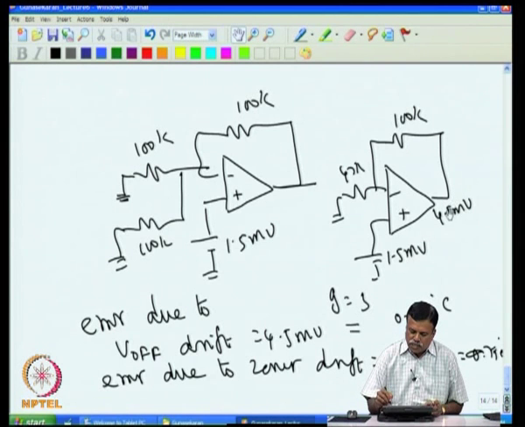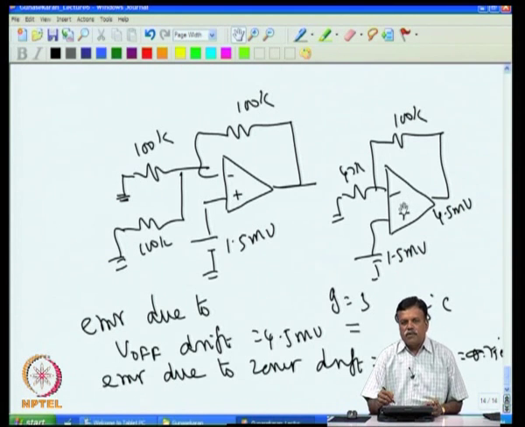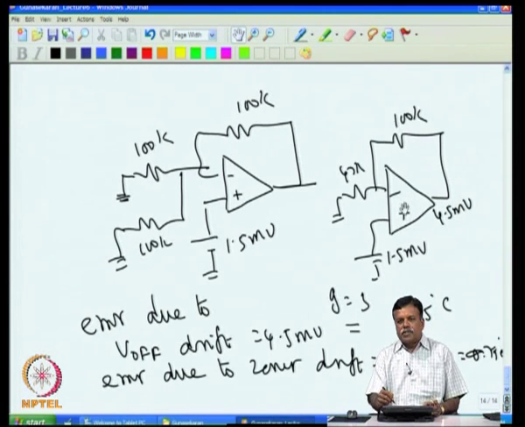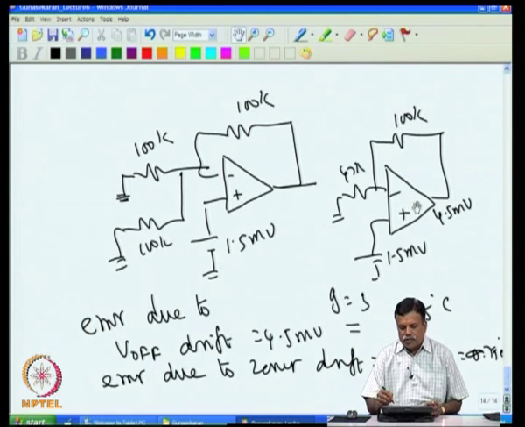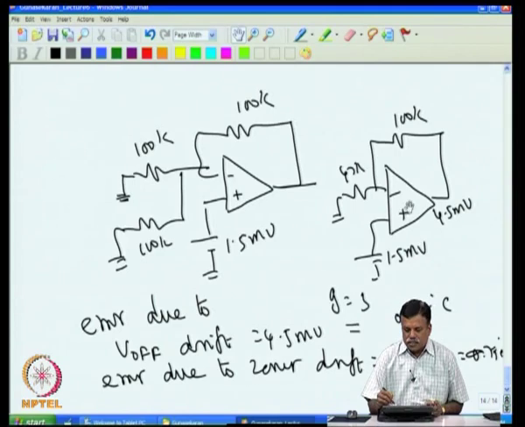So, if you want to reduce the offset voltage drift error, then we have to go for another op amp which has a low offset voltage drift. That is why we have different op amps for different purposes. For DC applications we have to go for a low drift op amp if the error we are getting is considerable. If the error is not significant, one can use the same low cost op amp.